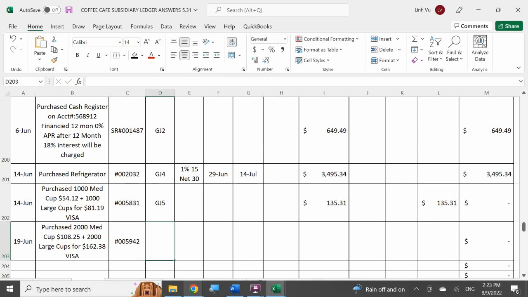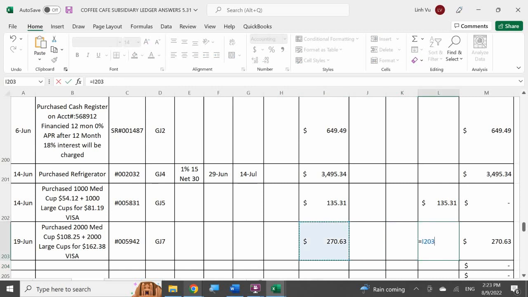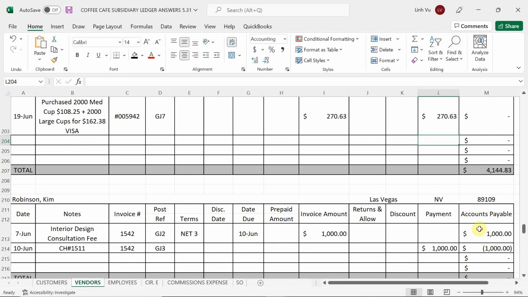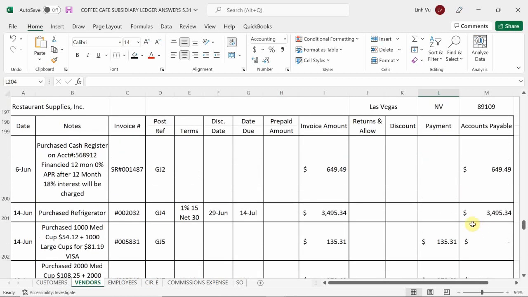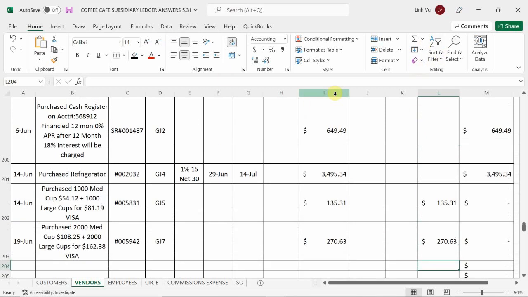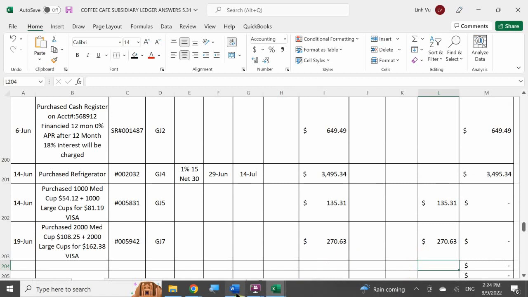It's 005942. Okay. And then on page 7 on the general journal, the total was $270.63, and we paid the same amount. Good. So you only owe whatever is on account. So in case we need to return those cups for any reason, maybe they're cracked, or something happened to the cups. Okay. So, awesome.